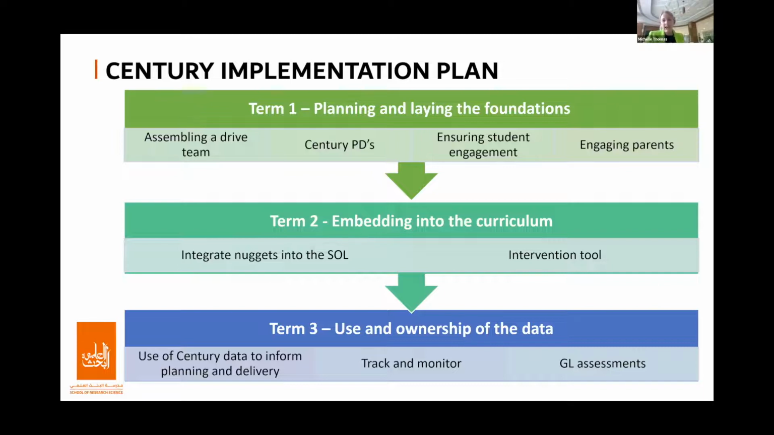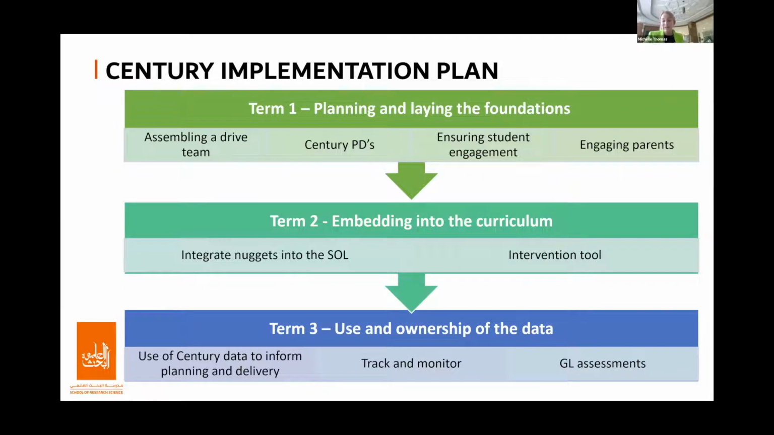So what you can see is, how do we introduce it to get that buy-in across a large school? Term one, lay those foundations. We assembled that drive team. As I said, leaders in charge of that, leaders making it a priority. And Century PDs, we do a lot of them. We still do them. We did them again at the start of this academic year as a refresher, and we'll continue to do them. And I think that they're key to success.